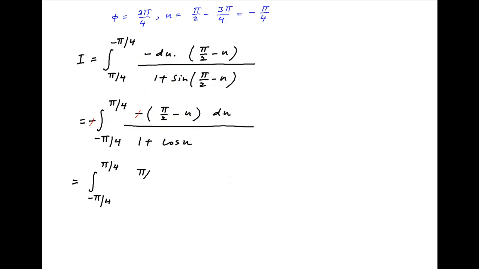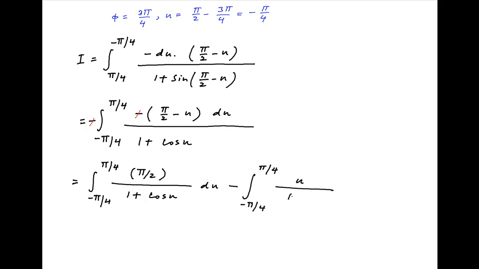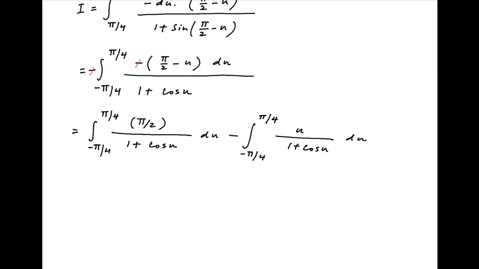I can therefore be broken into two parts. The first part is integral minus pi upon 4 to pi upon 4 of pi upon 2 du divided by 1 plus cos u. And the second component is minus integral minus pi upon 4 to pi upon 4 of u du divided by 1 plus cos u.